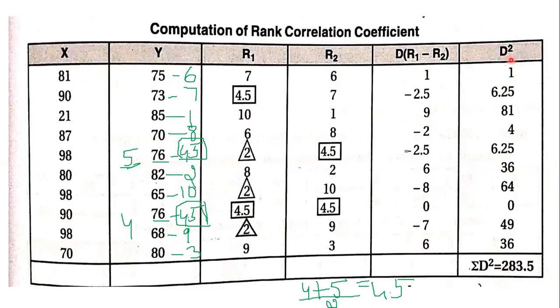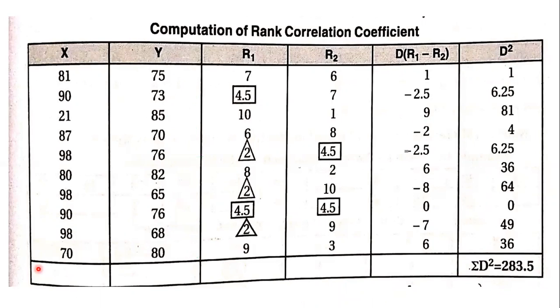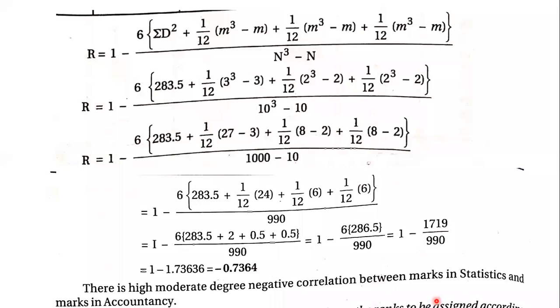Now, once you find the D square and add them, the important value that we require is sigma D square, which is 283.5. Fine. So this is the sigma D square value that we get. Now that completes our table calculation. Now can we go to the formula? Did you all understand the table calculation? Any doubts in that? Clear with the table calculations? Okay.